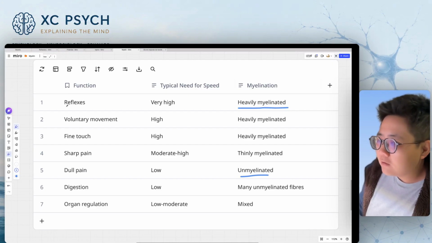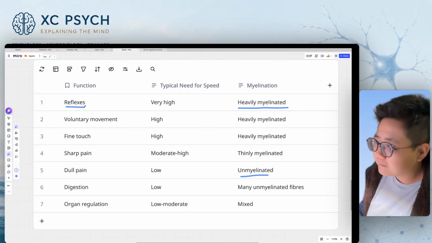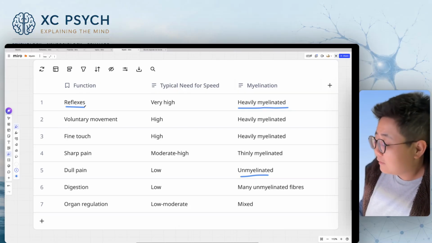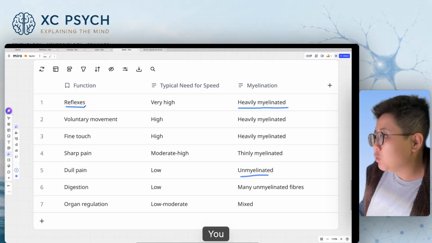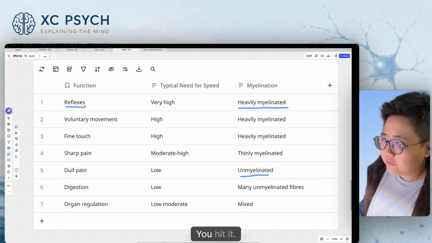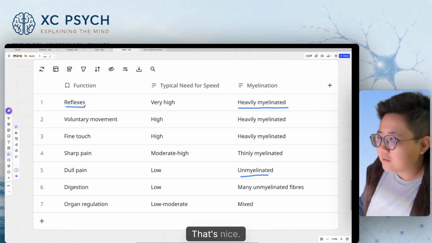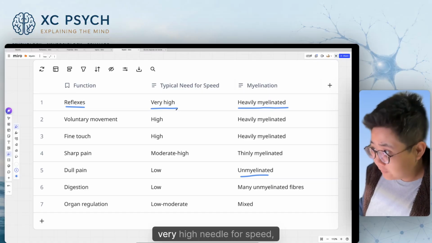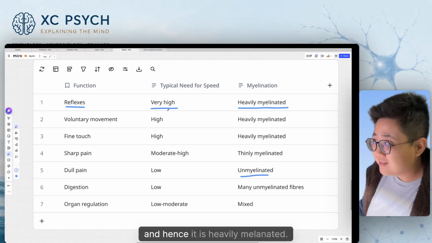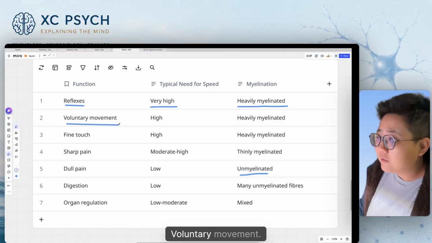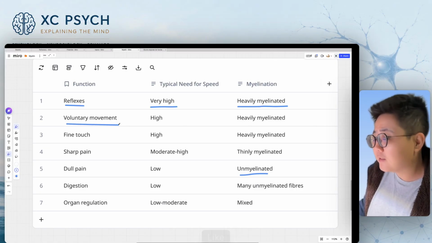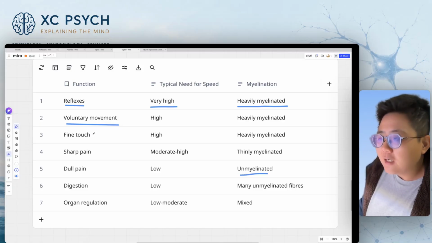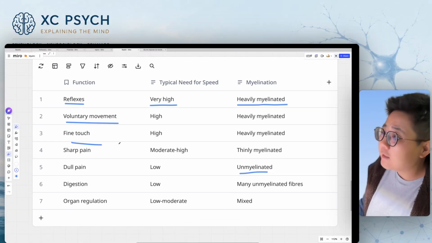So, reflexes. Say you're sitting on a table, the doctor knocks on your knee, your reflex. That's good. You're playing tennis, and there's a volley. You hit it. That's nice. That has very high need for speed, and hence it is heavily myelinated. Voluntary movement. Imagine there is a spider on your back. You're going to shake it off, right? Like Taylor Swift.